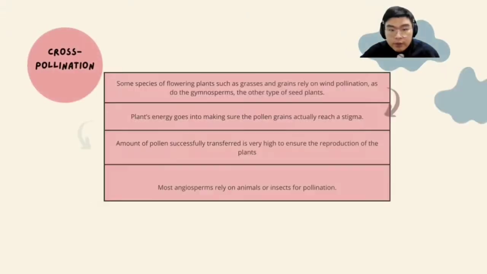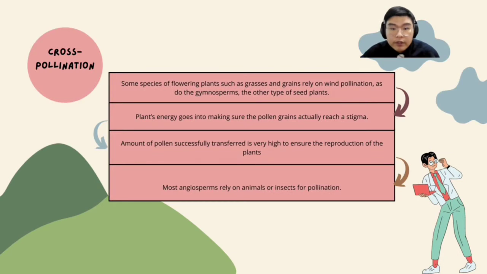Last but not least, cross-pollination, also known as xenogamy. Some species of flowering plants, such as grasses and trees, rely on wind pollination, as do the gymnosperms, which are the other type of seed plants. Much of plants' energy goes into making sure the pollen grains actually reach a stigma. The amount of pollen successfully transferred is very high to ensure the reproduction of plants. Most angiosperms rely on animals or insects for pollination.